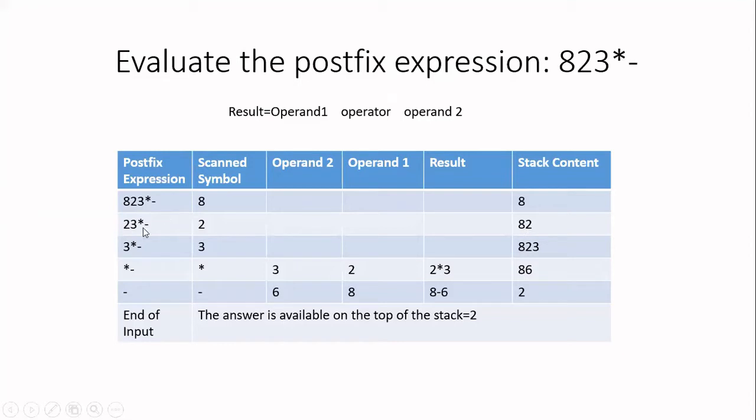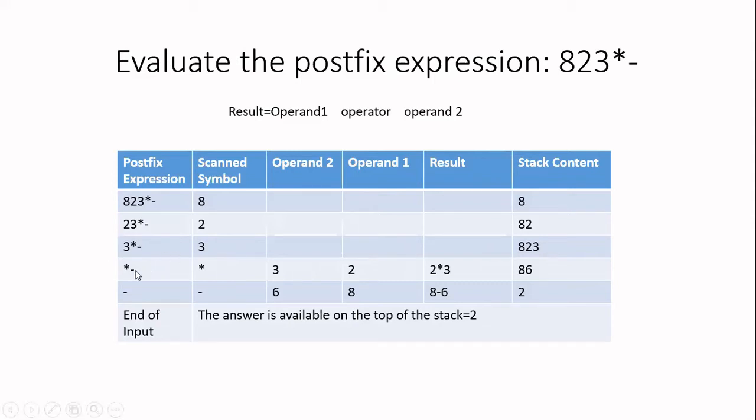Next, I have 3. That current scanned symbol is 3. Now this is again an operand. So push it into the stack now. So I have 823 on the stack. 8 is one number, 2 is the second number, 3 is the third number.